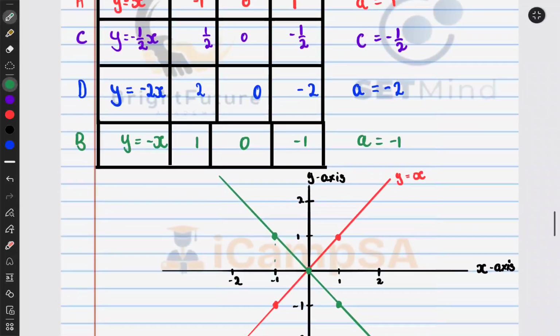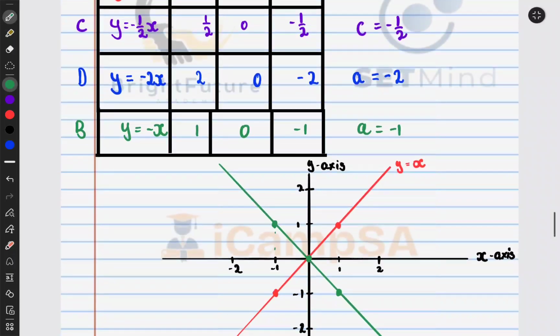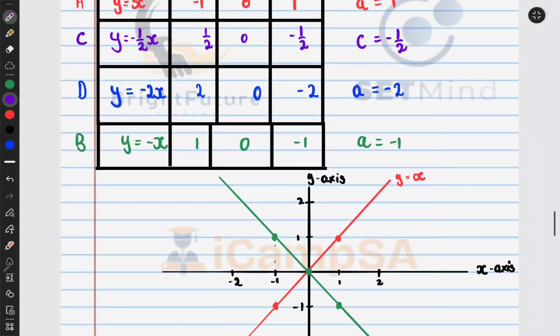We can now play with different values of negative a. Let's explore function number c. Where x is equal to negative 1, what happens? Y is equal to negative half, so negative half will be somewhere there. We're going to have this point. Remember that we are now dealing with a little bit less value, a half.